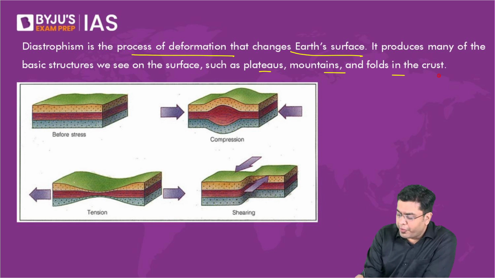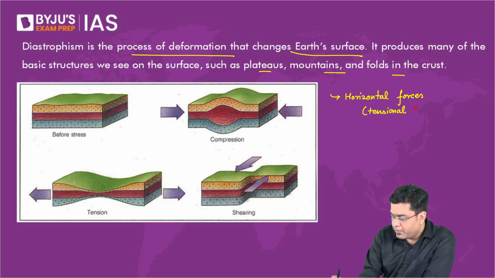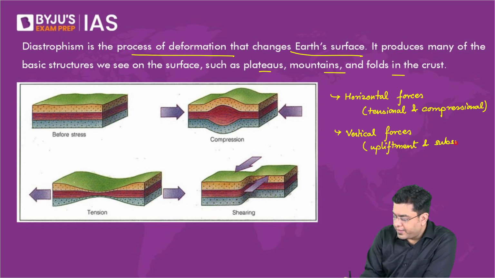So diastrophism overall includes horizontal forces, and these will include tensional and compressional force, and also vertical forces, which basically will consist of upliftment and subsidence of land.